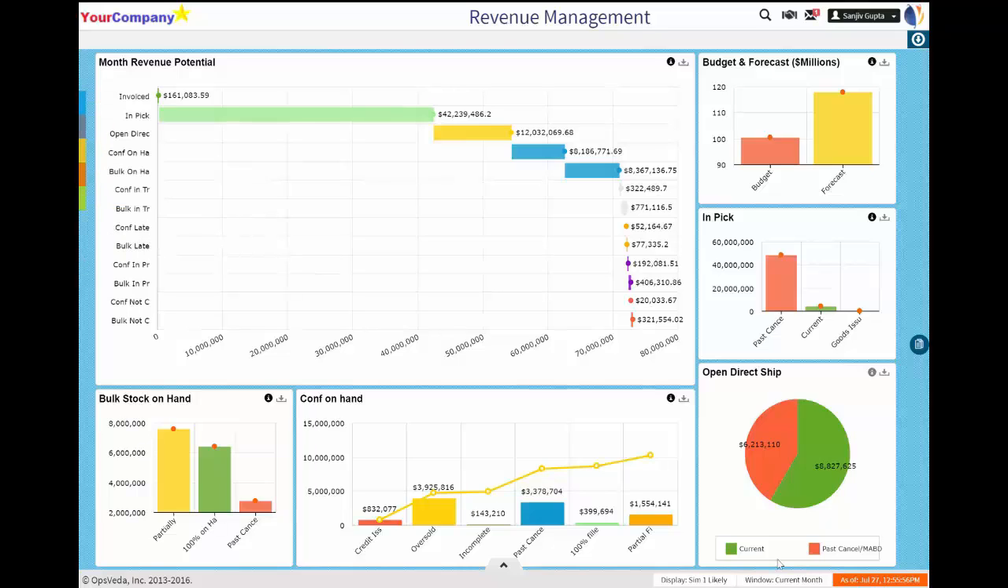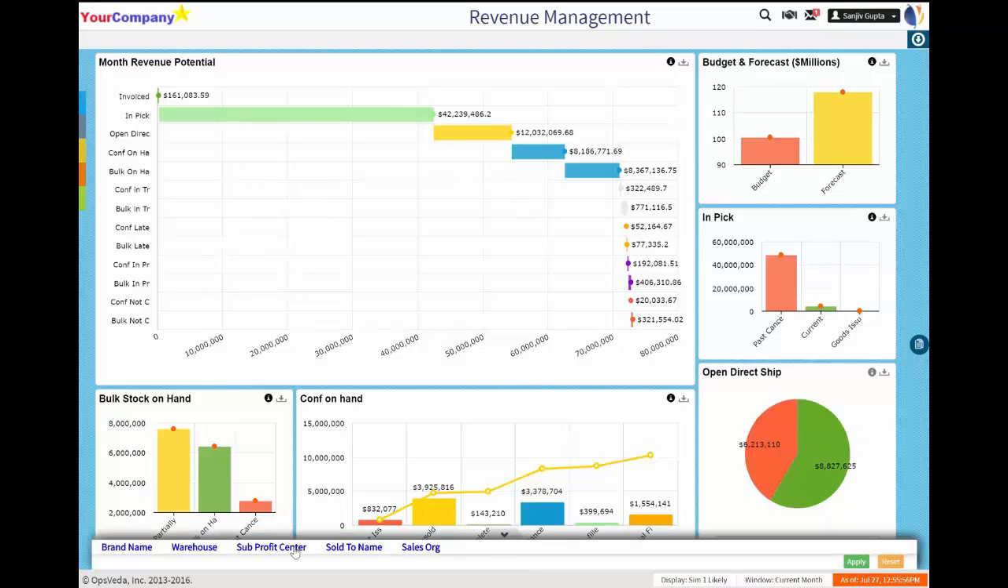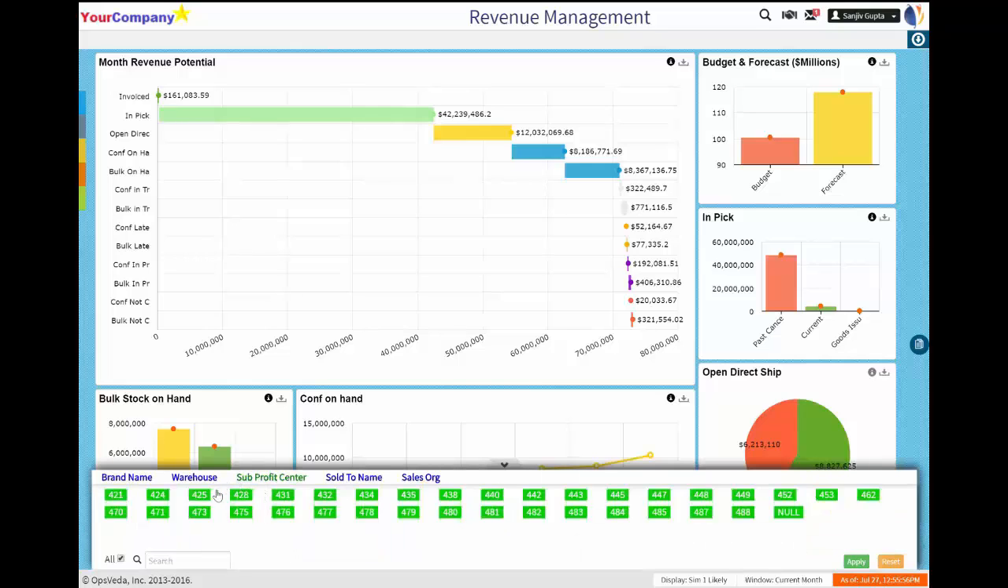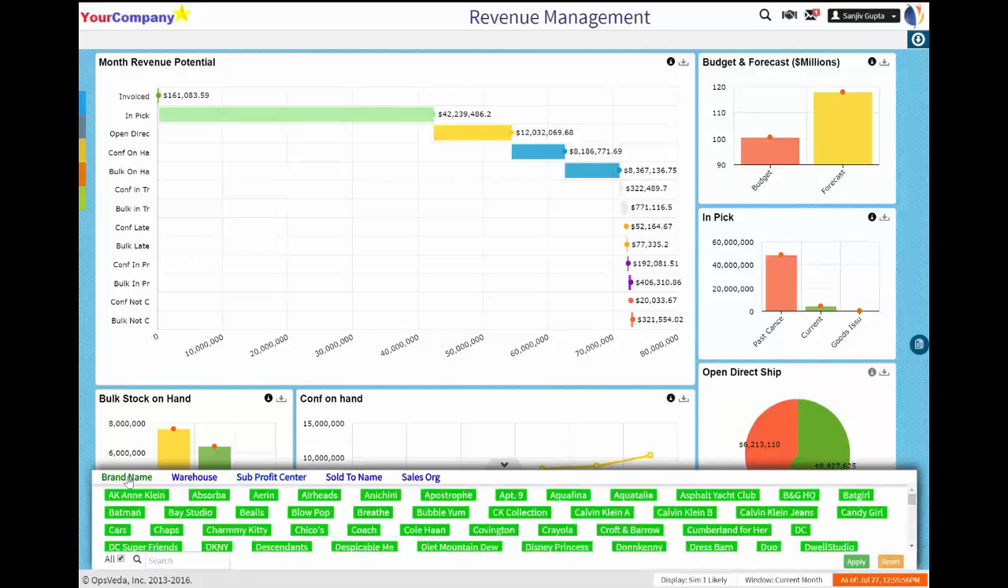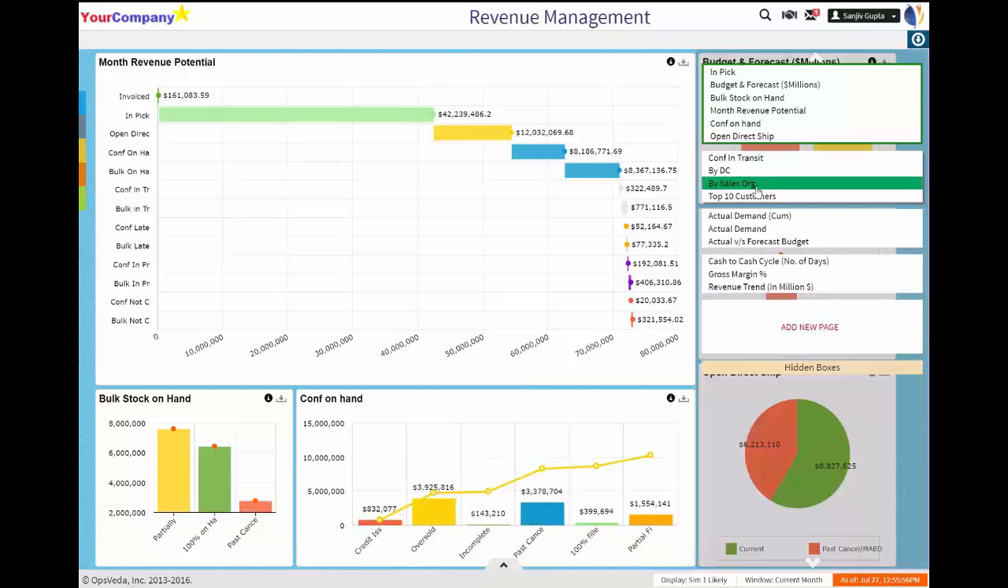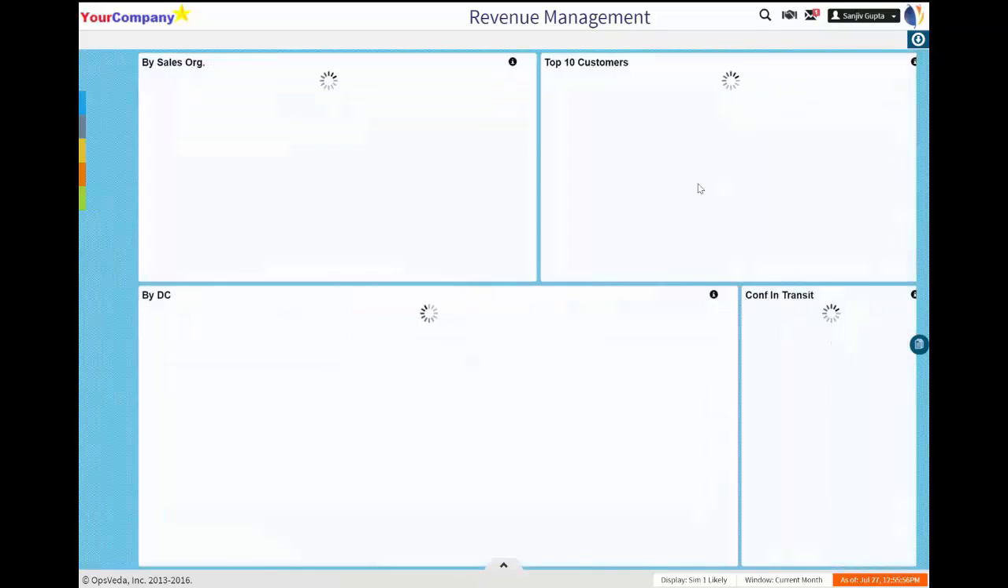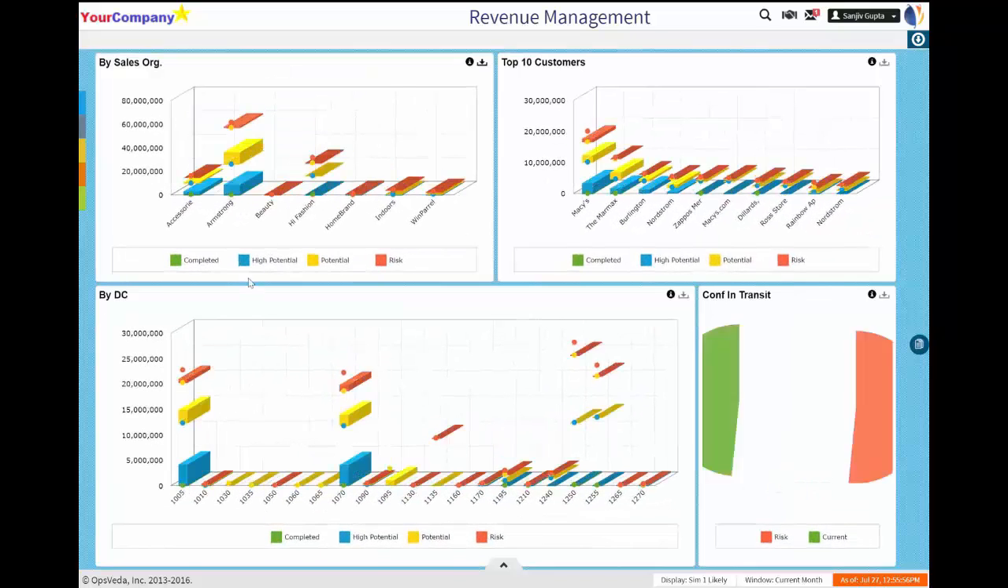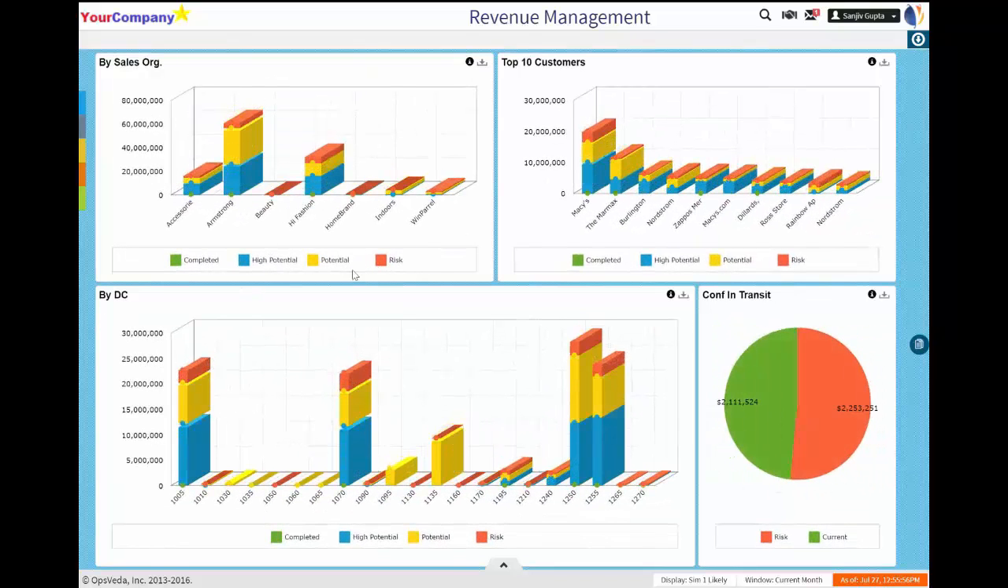How about I zoom into my favorite profit center, or not so favorite profit center, across and see exactly how they are doing and how their corresponding revenue is, or across the various brands or product lines that we are supporting. Let's take a different view. Let's slice this by sales organizations. Across various sales organizations, which transactions are at risk versus high potential versus completed. I can also see across my top 10 customers or any other top N customers what transactions are at risk.